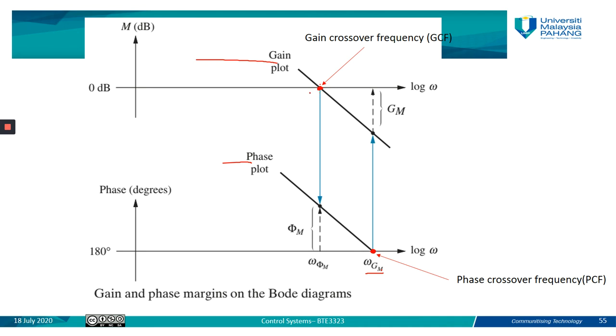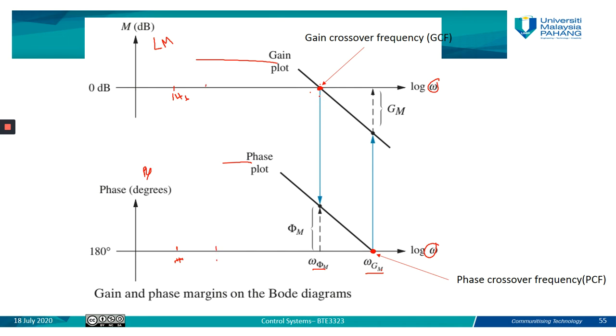This we call omega PM. As we know, the log magnitude graph and the phase graph here are both drawn with respect to the frequency. That means the value on the top here, if this one is 1 hertz, for example, this will be 1 hertz. If this one is 10, this will be 10. So it is the same.